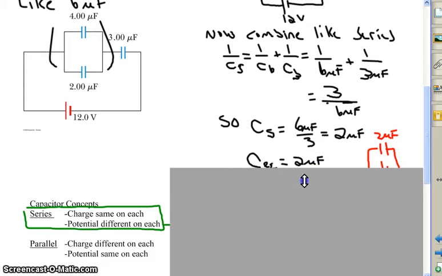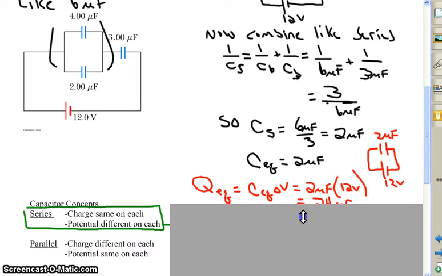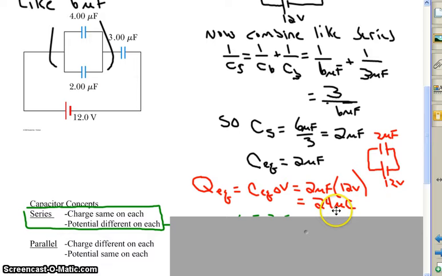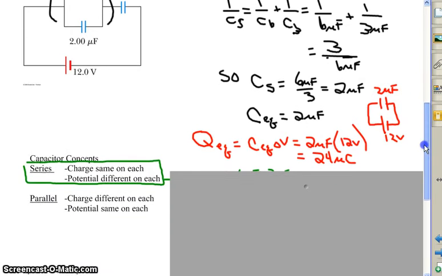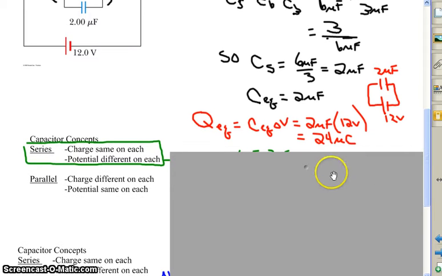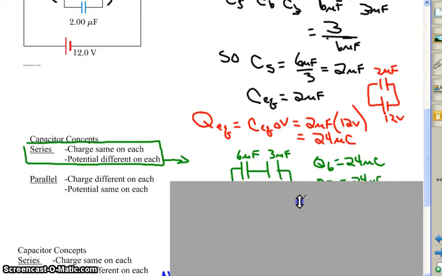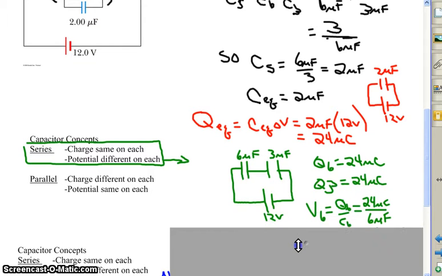Okay, it's easiest then to visualize it by redrawing the entire capacitance as one single 2 microfarad capacitor attached to the 12 volts. We can begin by finding out what the charge would be on this quasi 2 microfarad capacitor. Then the next step is we have to work backwards. So we can go back to the drawing that we made of a 6 microfarad and a 3 microfarad capacitor and work with these ideas.